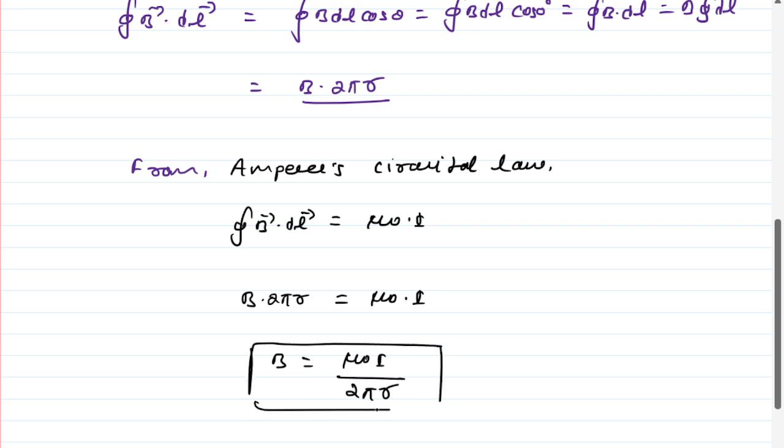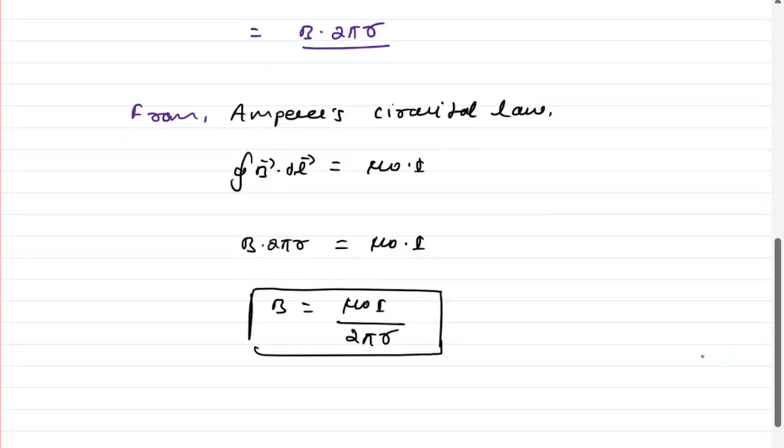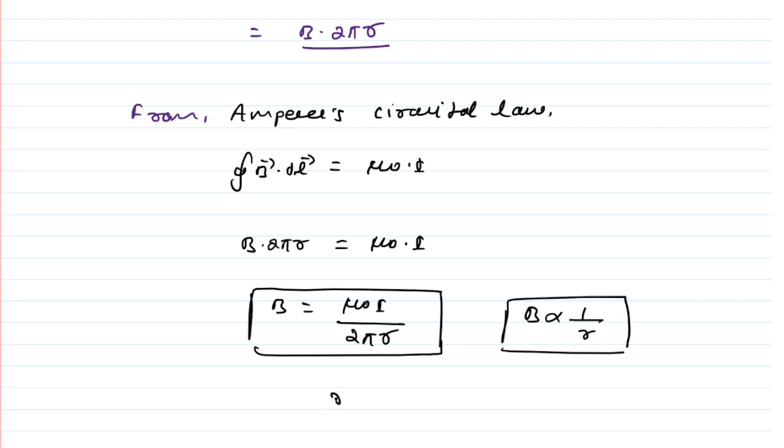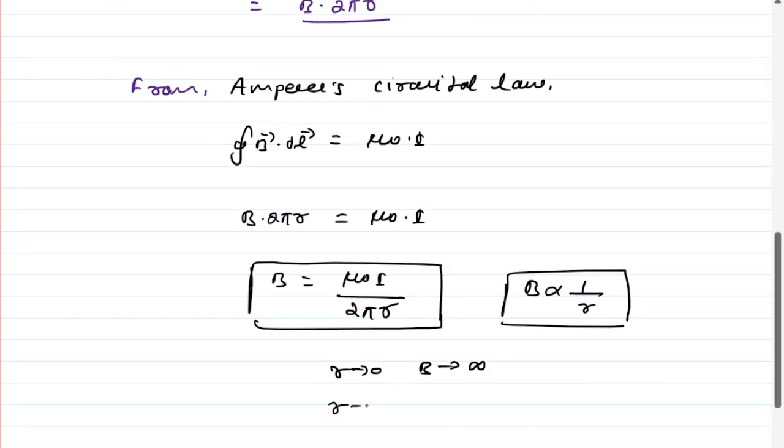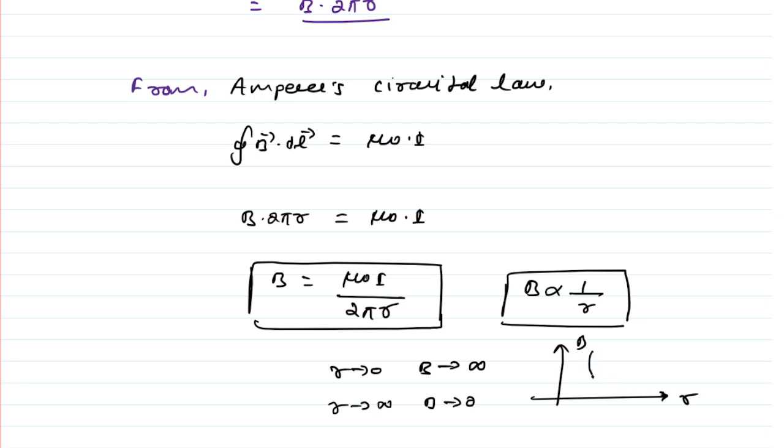So this is the expression of magnetic field due to an infinitely long wire at some radial distance r from it. And we know that B is inversely proportional to r. So when r tends to 0, B tends to infinity, and when r tends to infinity, B tends to 0. So the graph of B versus r will be a rectangular hyperbola in the first quadrant. As r increases, B value decreases. So B is inversely proportional to r.